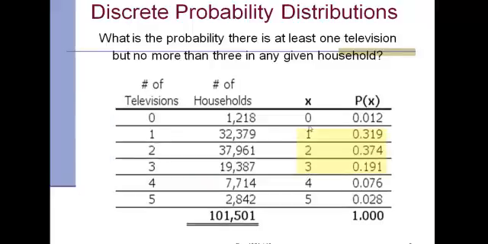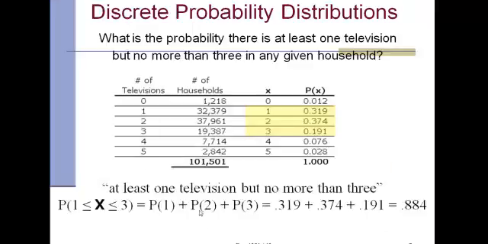Well, if that's what it's asking, then it's actually asking about the probability of 1 plus the probability of 2 plus the probability of 3. We've got those 3 probabilities. So again, the probability that there's at least 1 television in a household, but no more than 3, is equal to the probability of 1 TV plus the probability of 2 plus the probability of 3, and that gives us the value of 0.884, which means there's an 88.4% chance that a given household in the United States has at least 1 but no more than 3 televisions, or you could say that they have 1, 2, or 3 televisions.